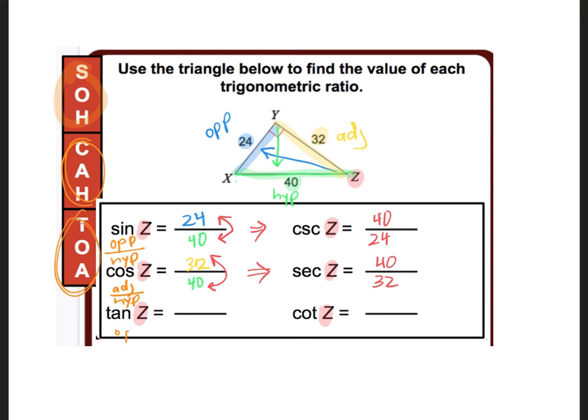O stands for opposite. A stands for adjacent. My opposite side is 24. My adjacent side is 32. Again, I can flip my fraction to get cotangent. And when I do that, we get 32 over 24.